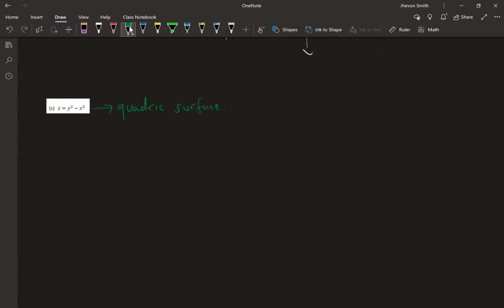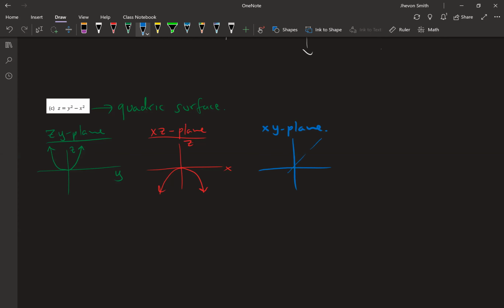So you can graph the traces. So if you look in, say, the ZY plane, that is a parabola going up like that. This is Y versus Z. And if you look in, say, the XZ plane, that is a parabola going down like that. If you look in, say, the XY plane, then you have this going on.